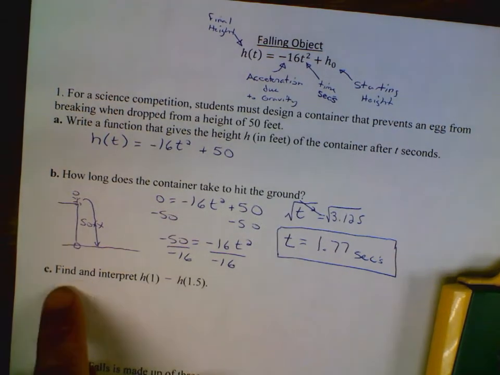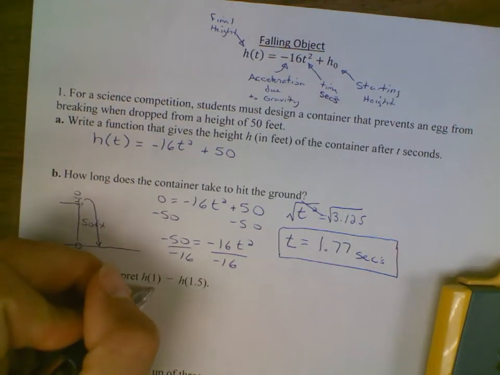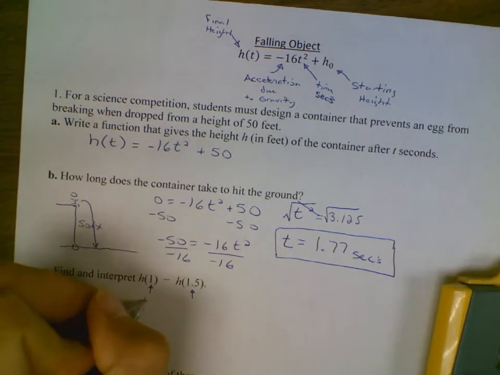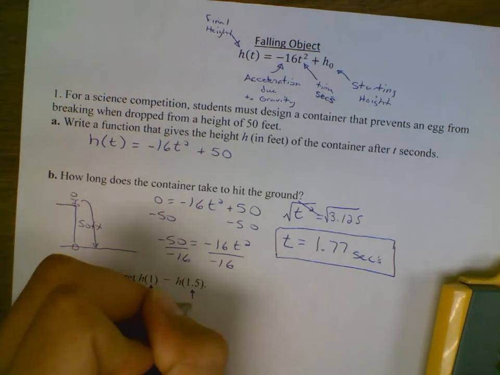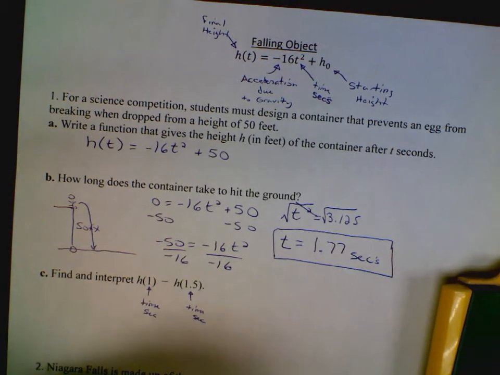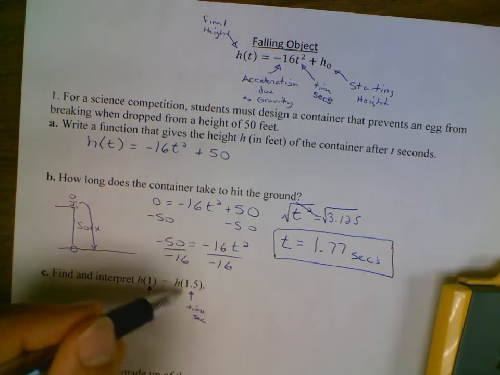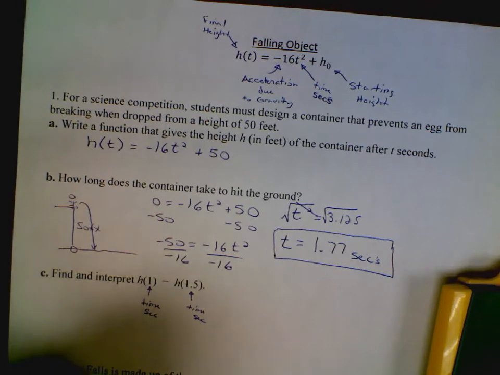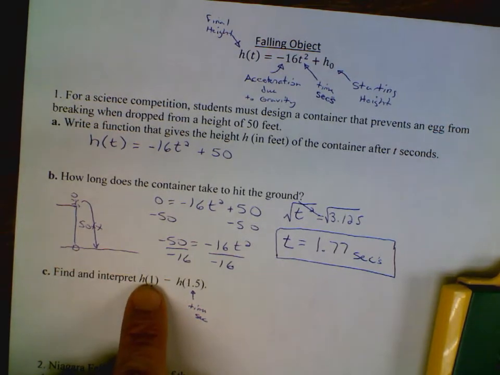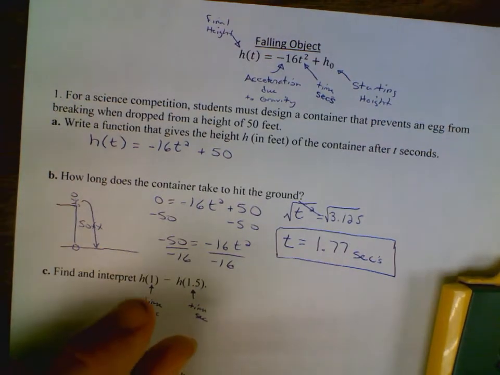Part C then says find and interpret h of 1 minus h of 1.5. Now remember the t values here, the inputs here are t's, so that's the time in seconds. And this is the time in seconds as well. So when it says interpret, I can actually almost already interpret what we're doing here. We're finding the height of the object at 1 second. We're finding the height of the object at 1.5 seconds, and we're taking the difference. So we're seeing how far has the object fallen between 1 second and 1.5 seconds. What was that space? How much ground has the object covered?